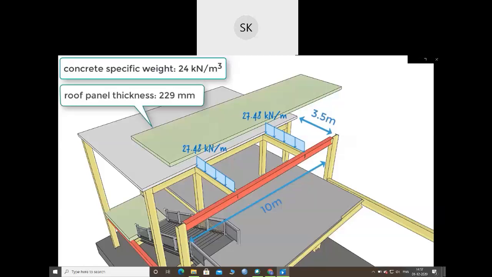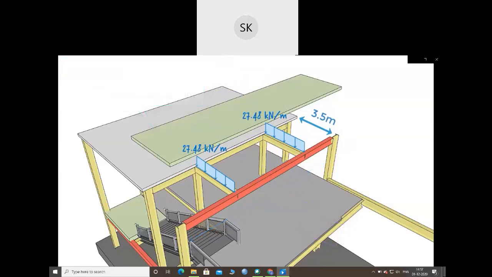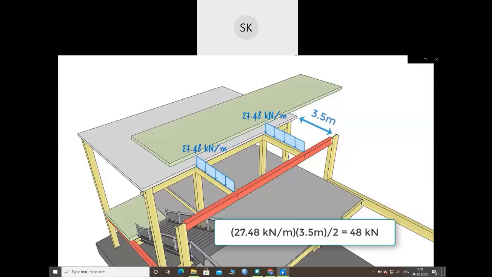The distributed load magnitude is the product of the specific weight of concrete, the thickness of the roof panel, and half the length of the long beam. If we multiply the magnitude of each distributed load by the length of the transversal beam, we get the total load per beam. If we divide the total load by 2, we get the magnitude of the concentrated load that is being exerted on the red beam, which is equal to 48 kilonewtons.